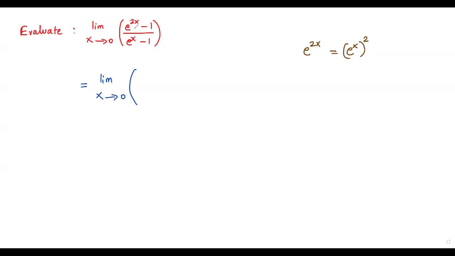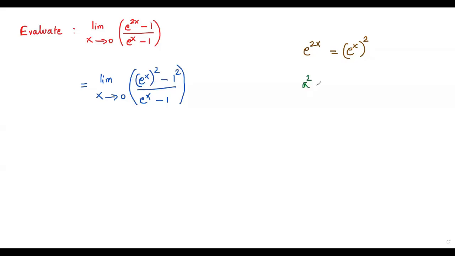So instead of e to the power 2x, I can write (e^x)² − 1 over e^x − 1. And I am also taking the square of 1. If I take the square of 1, will it change the original value? No, because 1 squared is always 1, so it is still equal to the original value. So why should I take the square of 1 here? Because I just want to get the form a² − b².